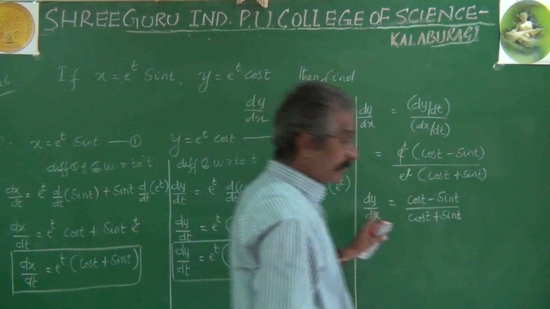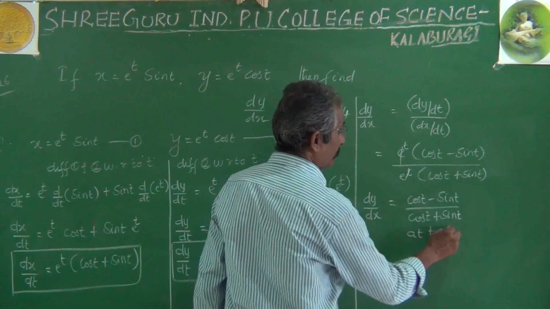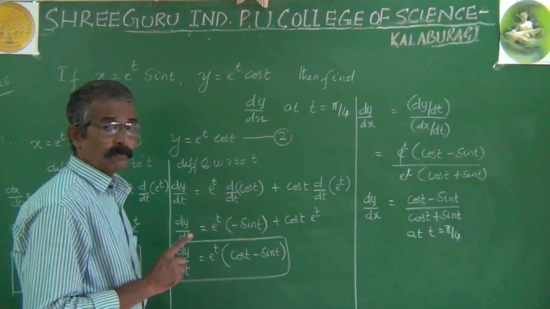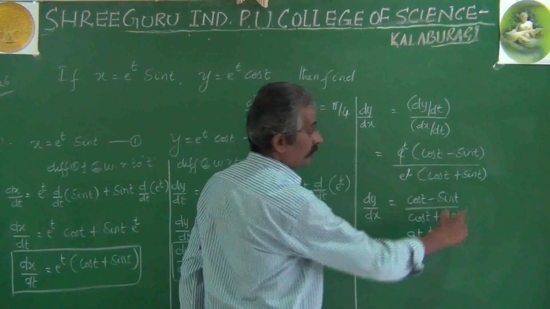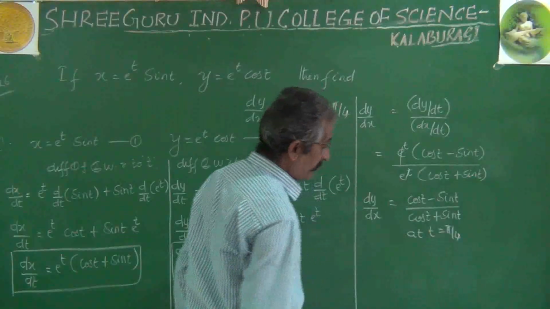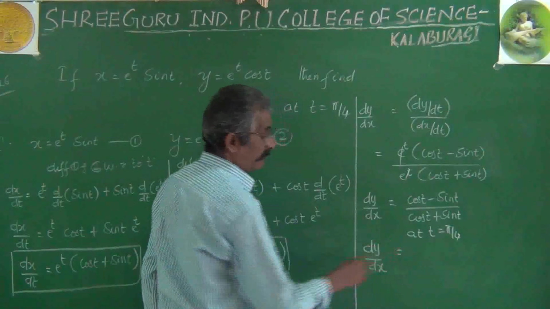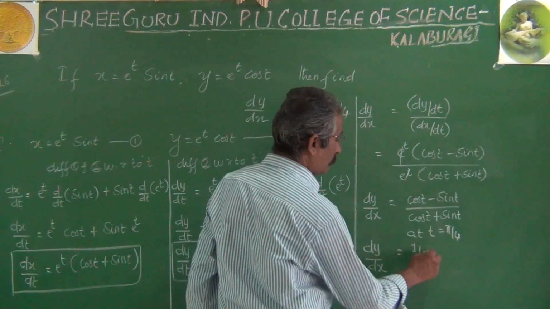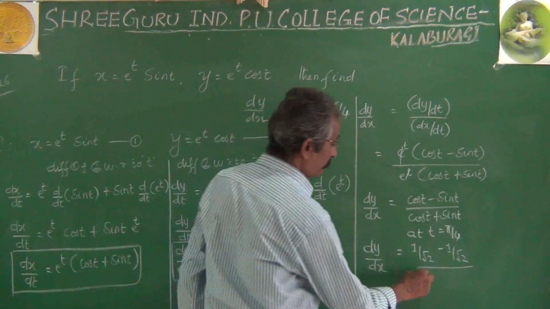And this expression we have to calculate at t equal to pi by 4. Now, at t equal to pi by 4, keeping in mind sin pi by 4 and cos pi by 4 both are equal to 1 by root 2. That means this term becomes 1 by root 2. Next term also becomes 1 by root 2. In the denominator we get 1 by root 2 plus 1 by root 2. Hence finally dy by dx at t equal to pi by 4 is given by 1 by root 2 minus 1 by root 2 divided by 1 by root 2 plus 1 by root 2.